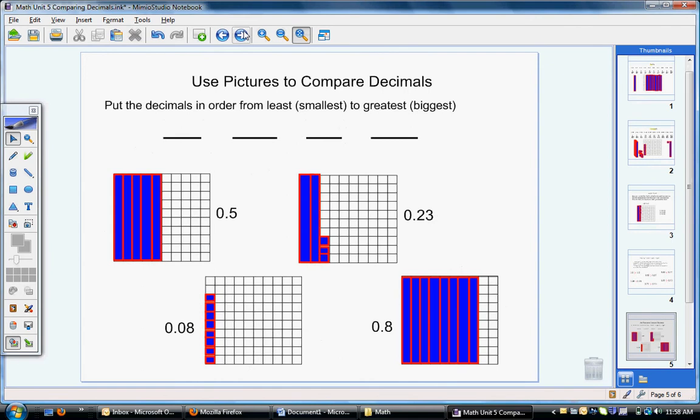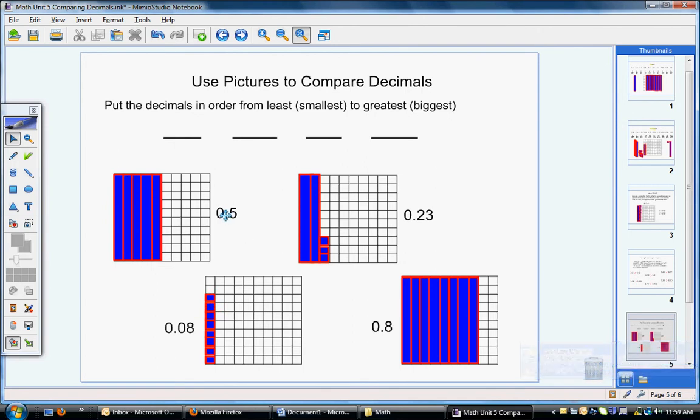Now, sometimes even adding zeros doesn't help. Sometimes you really just need to use a picture to help you to compare those decimals. We've learned how to draw pictures. We know that tenths are going to be those long sticks, and hundredths are going to be the little squares. If in doubt, you can always sketch a picture to see if there's something that will help you.